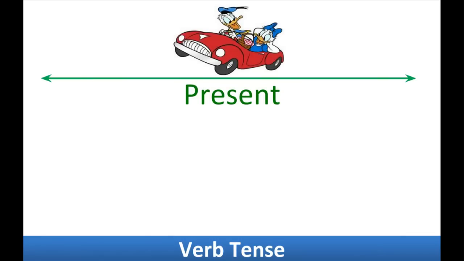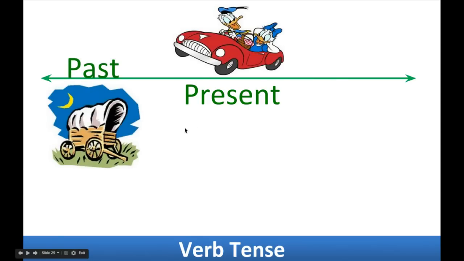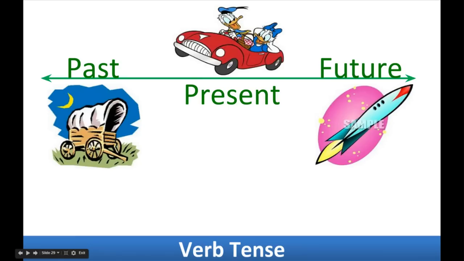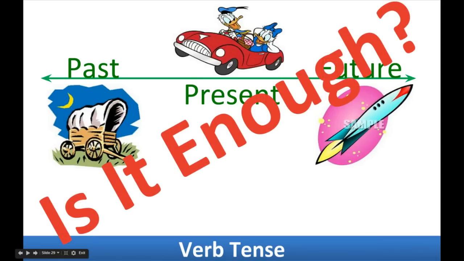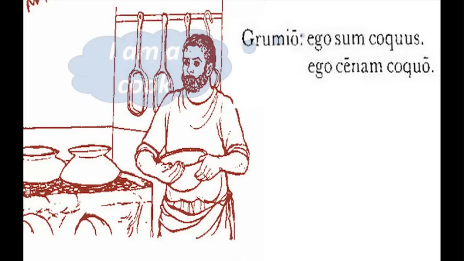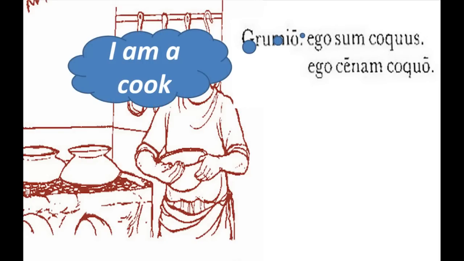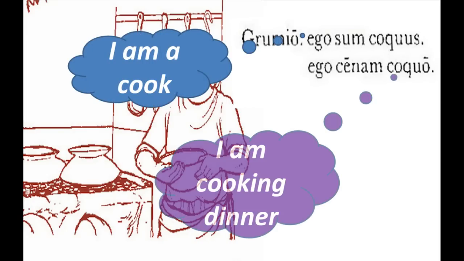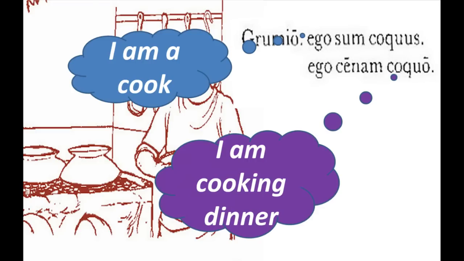Now, all the verbs we've covered so far are present tense. That happens right now. Past tense is something historic that happened then. Future tense is something that will happen. But is it enough just to say present, past, or future? I am a cook. I am cooking dinner. Now you can say I cook dinner, but you can also say I am cooking dinner.